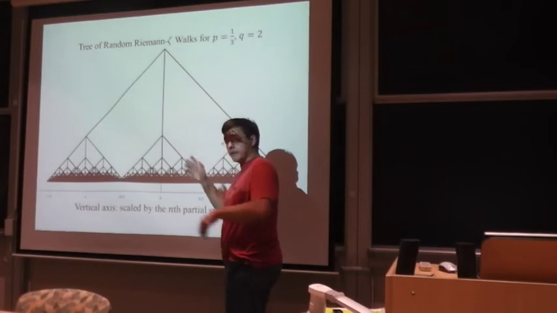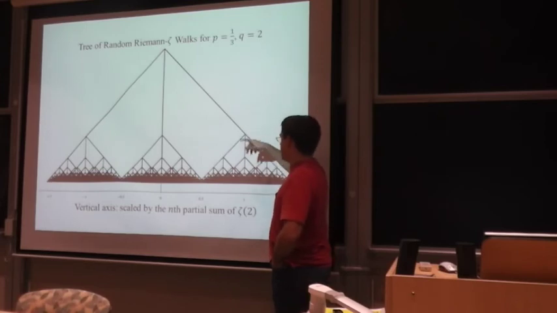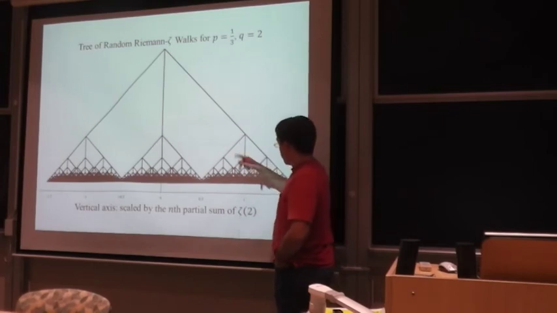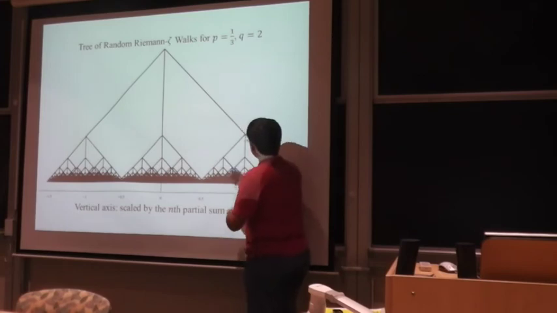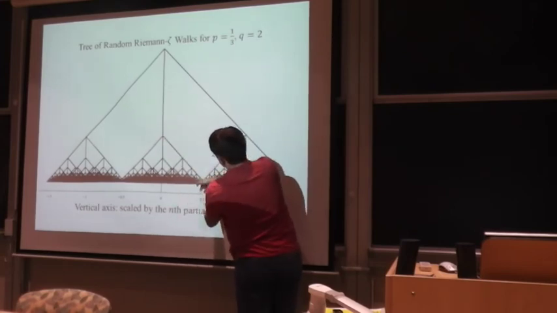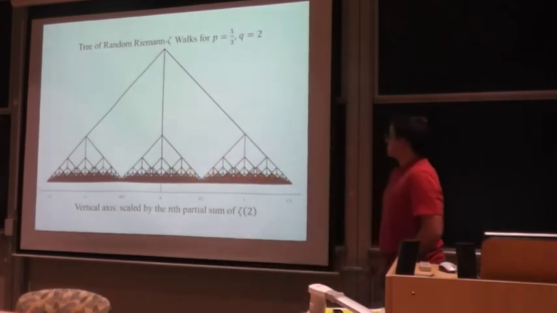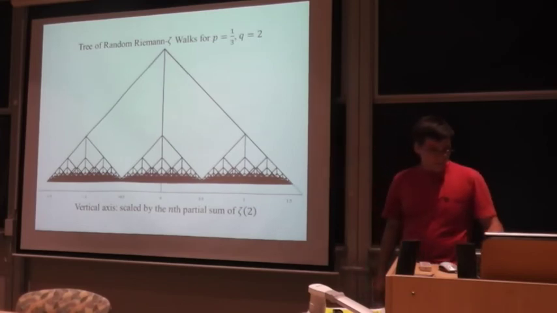We make it this way by having the vertical axis scaled by the nth partial sum of zeta of 2. Or I should say, this is for random Riemann zeta walks for p equals 1/3. P does not matter yet for just looking at the walk, but a tree of walks we will see in a moment. And for q equals 2. And you can see there is a lot of overlapping that happens. In fact, it's possible for 2 particles to cross over one another if they start here and here. They're not disconnected areas. And this is very different from an ordinary trinary fork tree in that it does overlap.